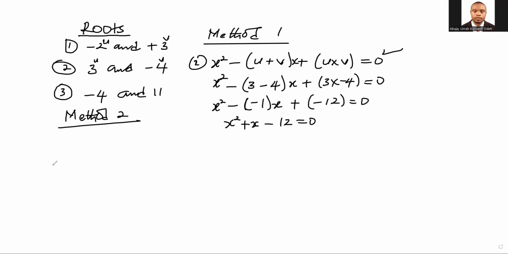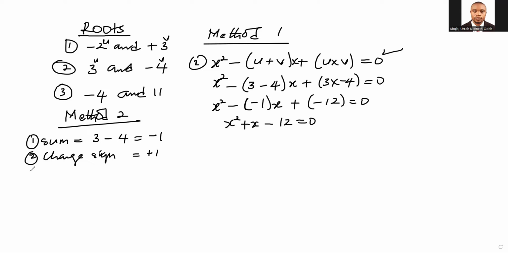Now solving this same question using the second method, the first step I said is the sum. So you sum: 3 minus 4. It's supposed to be 3 plus 4, but because we have a minus sign here, we have 3 minus 4, which is minus 1. So you change sign. Change the sign to plus 1.